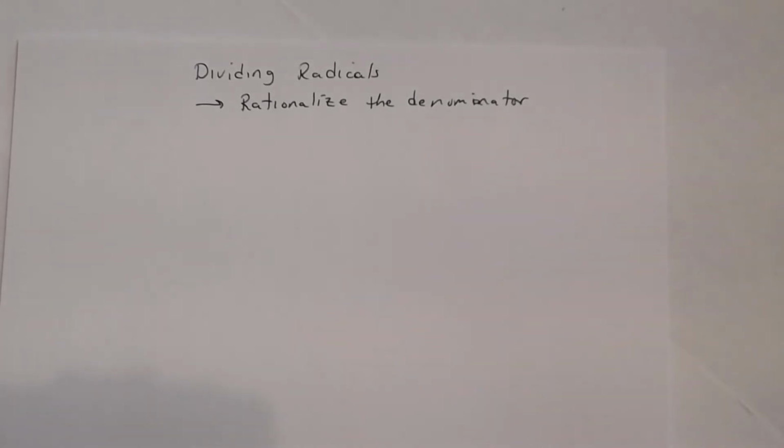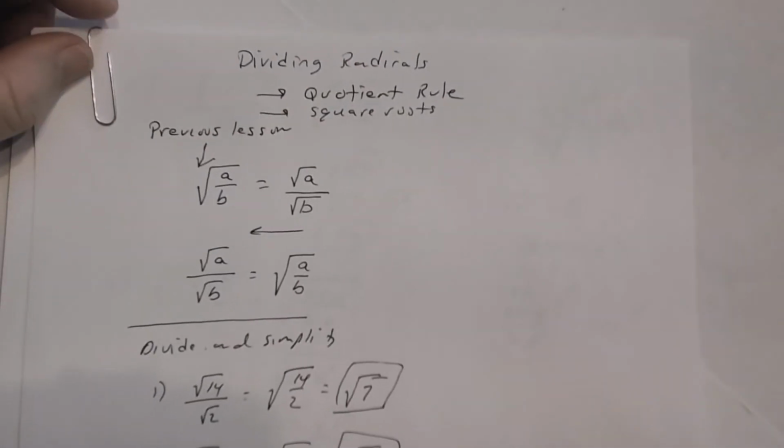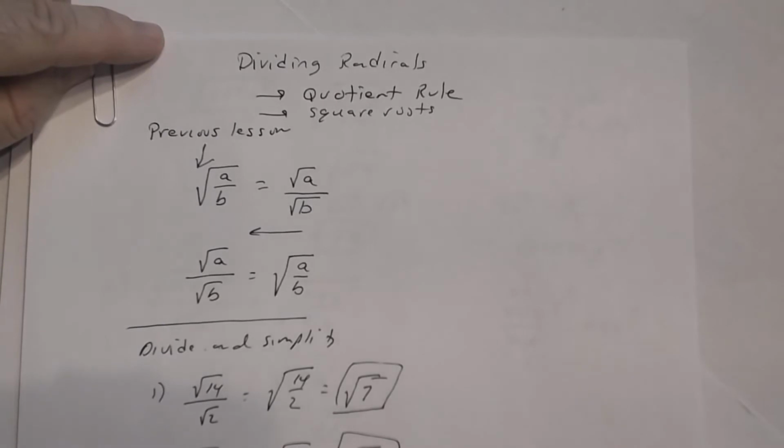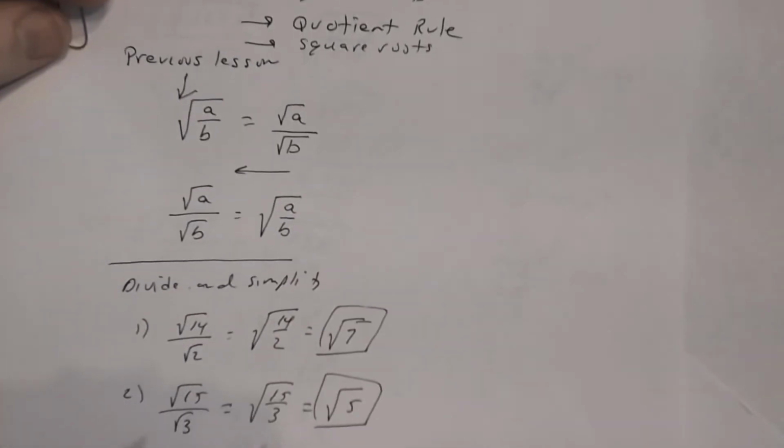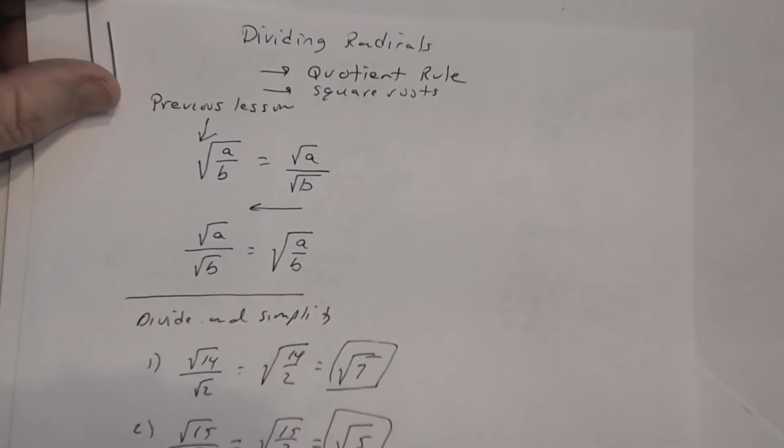In this lesson, we're going to look at dividing radicals, but this time in terms of rationalizing the denominator. Now, there was one lesson where we began our study on dividing radicals, and that's where we used the quotient rule with square roots. Just make sure you go back and review this lesson.